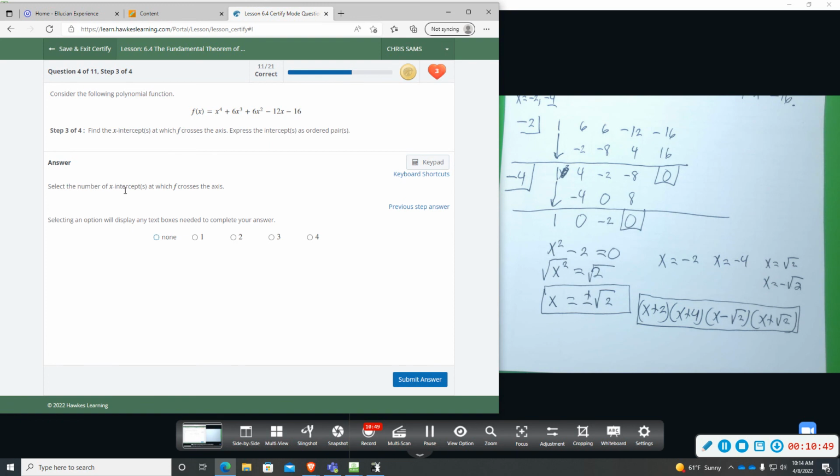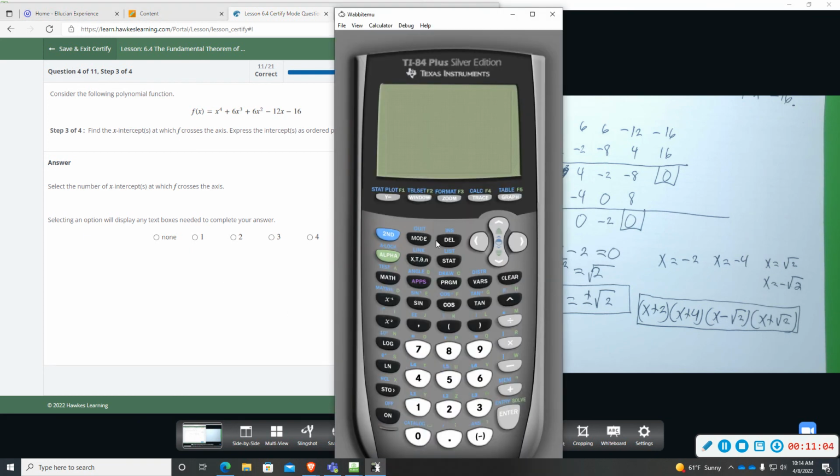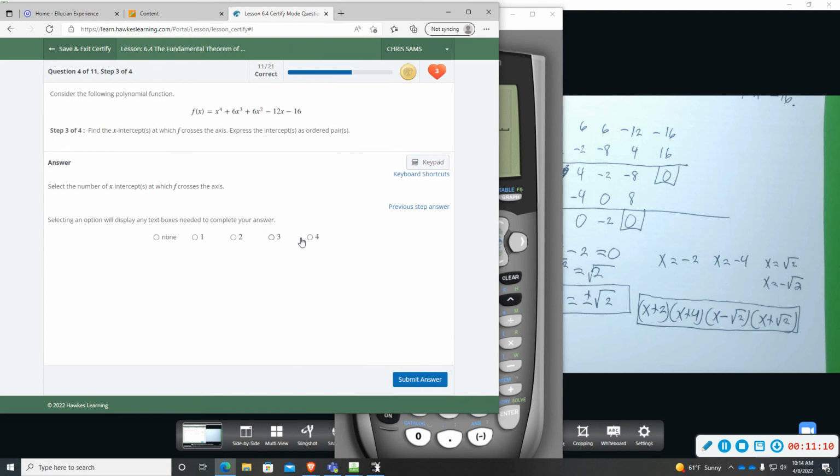The number of x-intercepts where f crosses. So once we did it in the factored form here, all of them have a degree of 1. Okay, so it's going to cross at every odd power, so it's going to cross at all of them. And again, you can see that from when we graphed it. 1, 2, 3, it crosses 4 times.